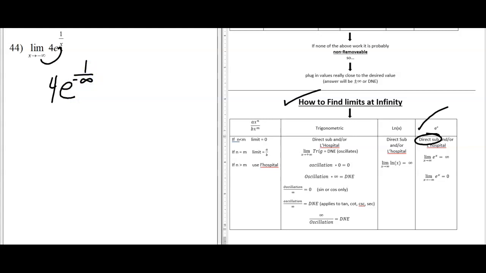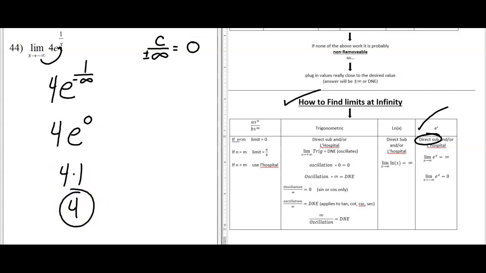Now, a little while back, I gave you guys a rule to learn, and that rule was that anytime you have a number over infinity, it equals 0. Okay? And so what we really end up with here is e to the 0. And by the way, it doesn't matter if it's positive or negative infinity, you still get 0. And anything to the 0 power is 1, and therefore this limit is 4. All right?